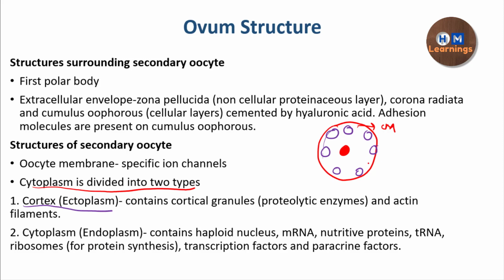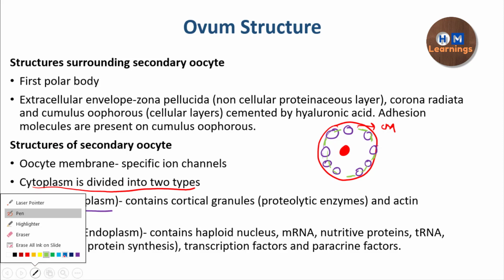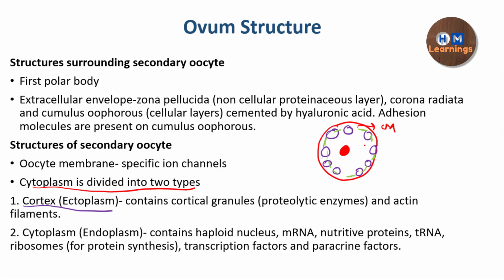We are going to talk about this when we discuss fertilization. These are the cortical granules, and they also have actin filaments. The actin filaments are going to polymerize, and they also help in the fertilization process. So knowledge of these things is important to understand fertilization. The cortex, or ectoplasm, has cortical granules and actin filaments. The inner part is the endoplasm, which has the haploid nucleus, mRNAs, nutritive proteins, tRNA, transcription factors, and mitochondria. All these structures are present in the inner cytoplasm.